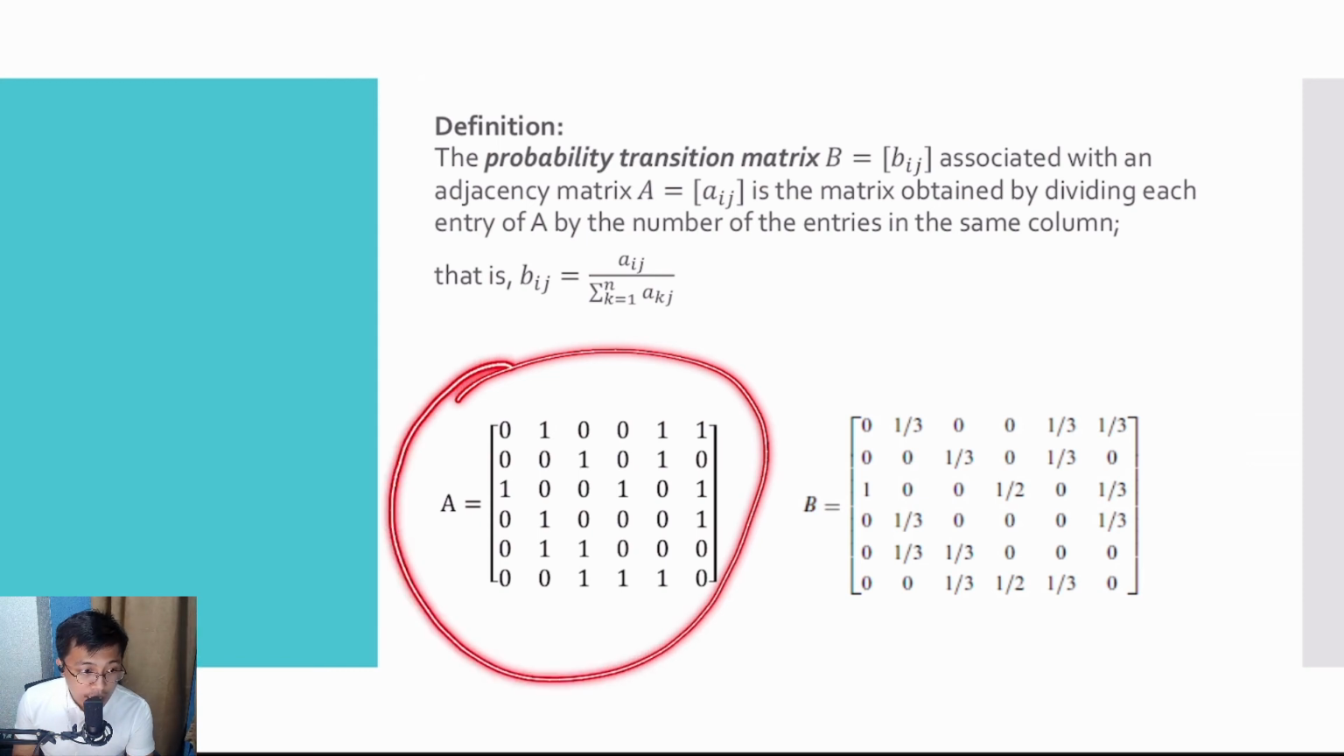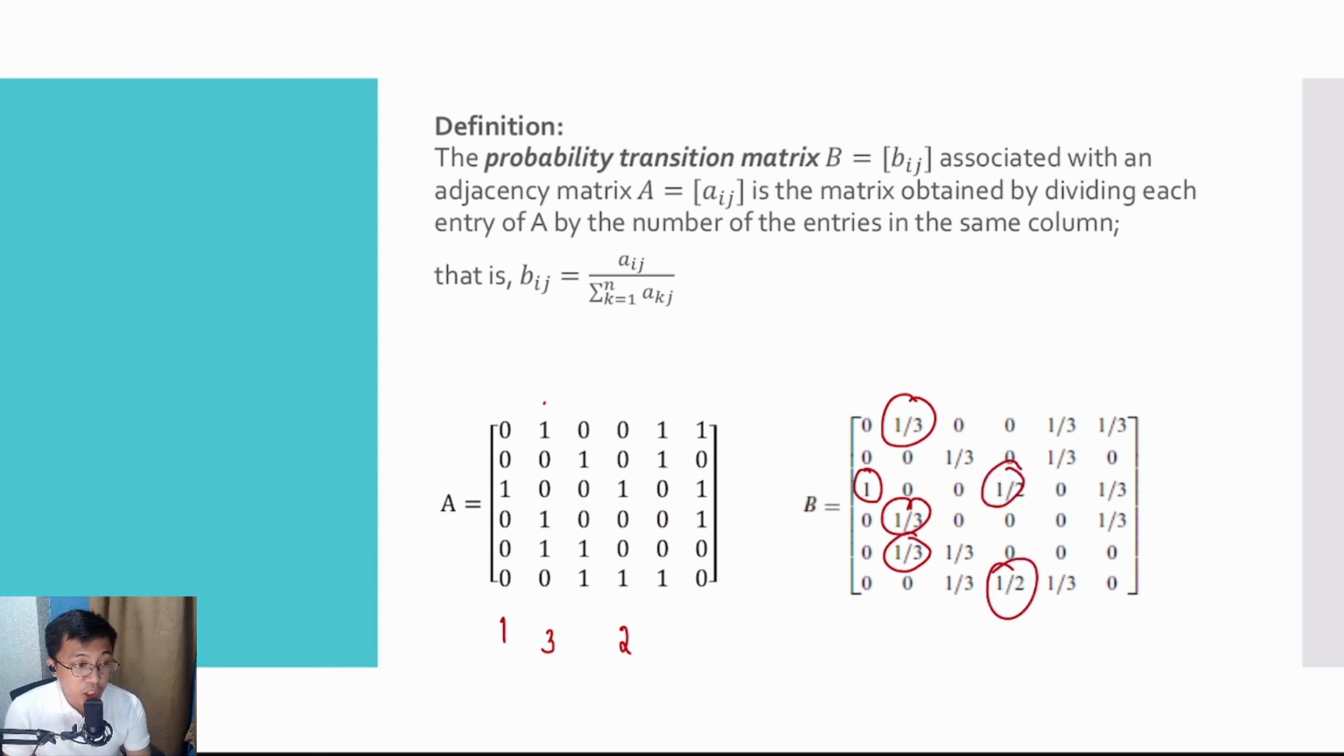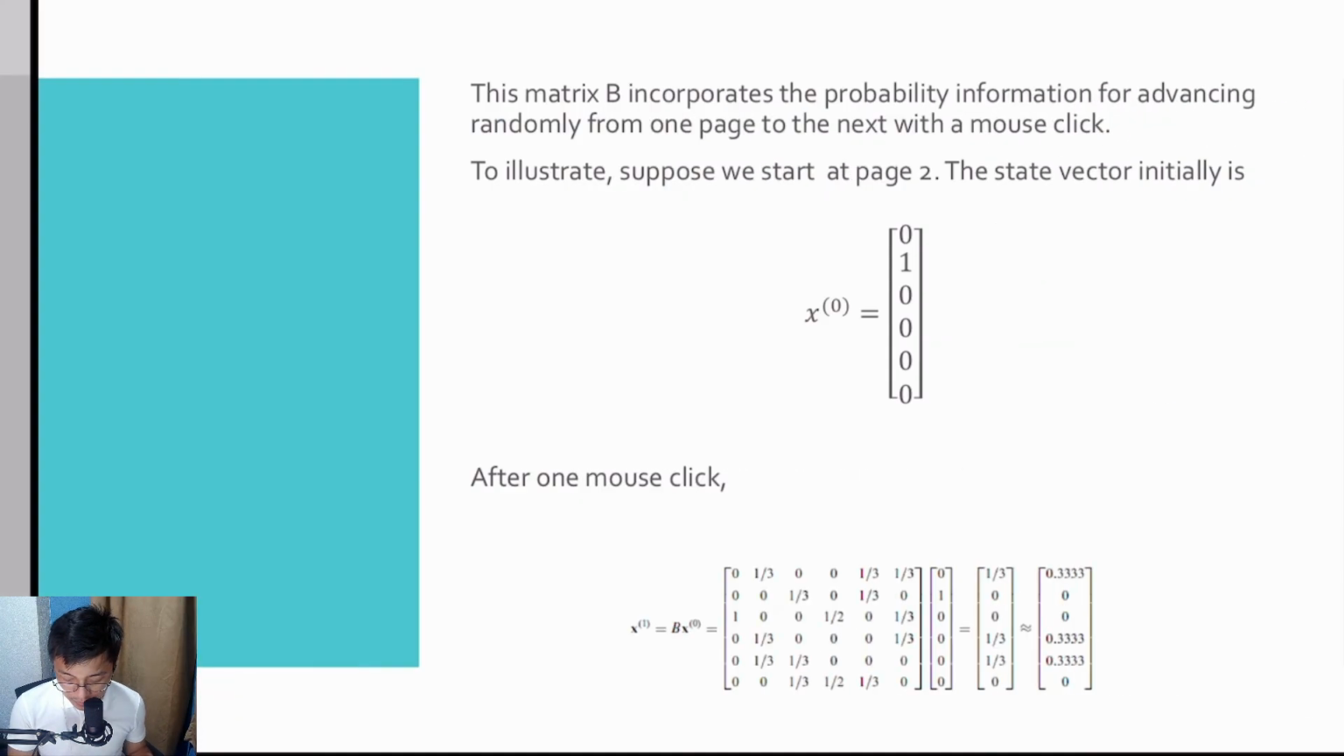So from matrix A, the adjacency matrix, we will transform it to the matrix B. How? We just add the values of each column, and then we divide each entry by that sum. For example here, the sum is 1, so you divide 1 by 1, so the entry is just 1. Here, the sum is 3, so you divide each entry by 3. Okay, do you understand? Also here, the sum is 2, so you divide each entry by 2, so you get 1/2. So that will be your probability transition matrix.